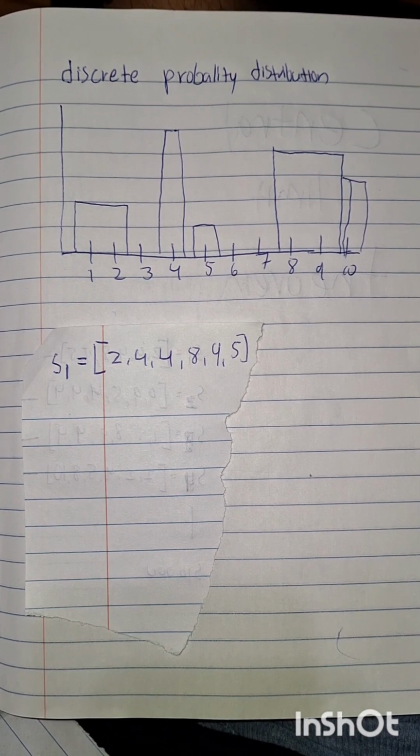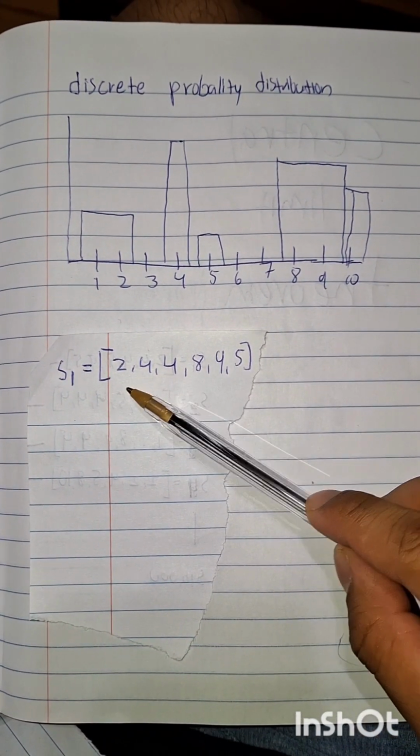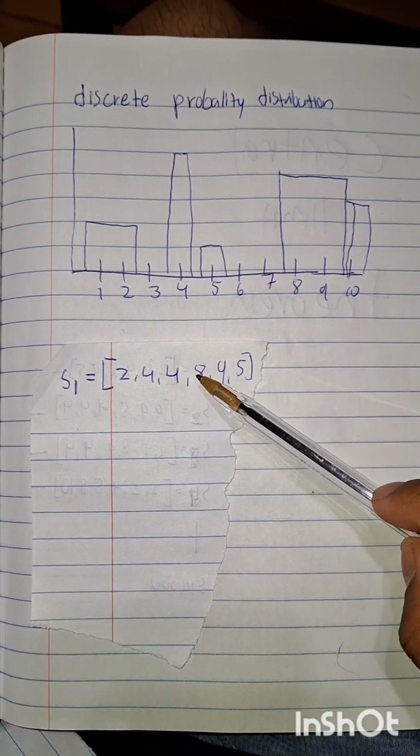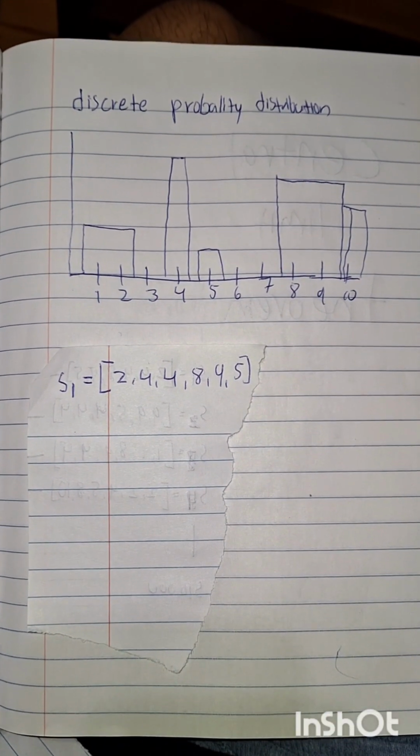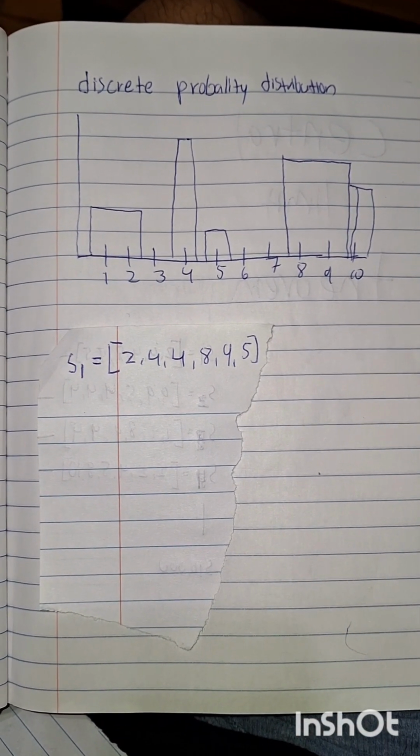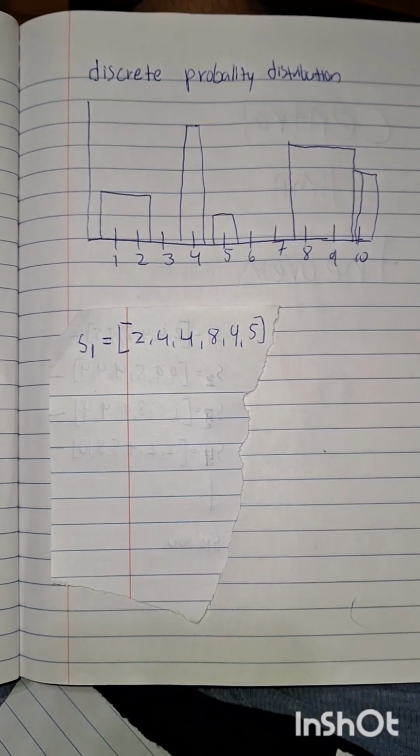Now, our first student got a 2, unfortunately. Our second student got a 4. Our third student got a 4. The other student got an 8. The other student got a 9. And then lastly, that student got a 5. Okay, perfect. So we did this one time.